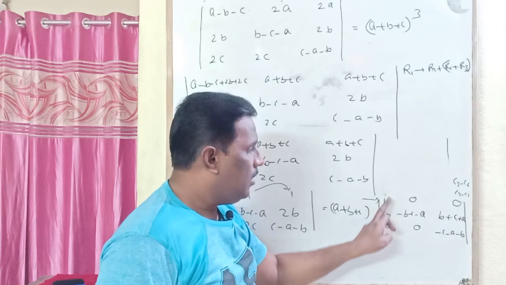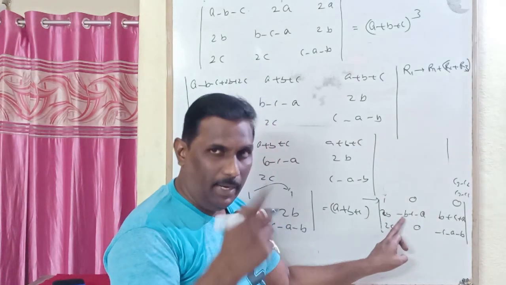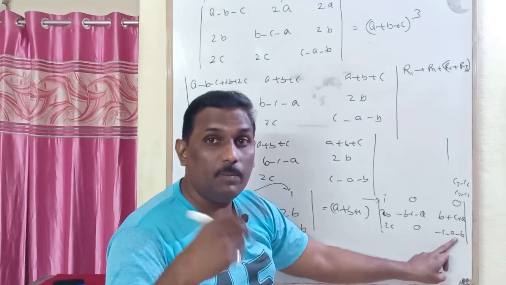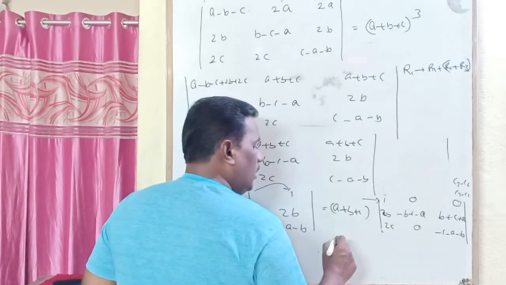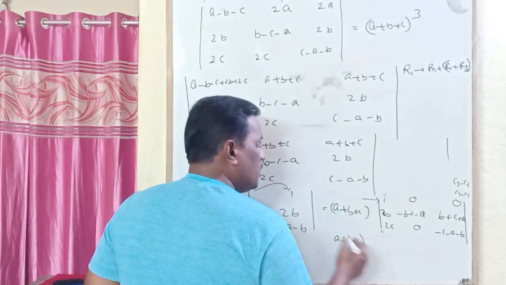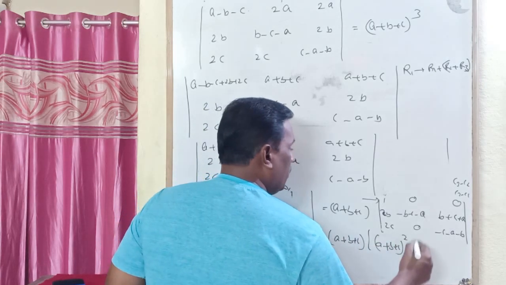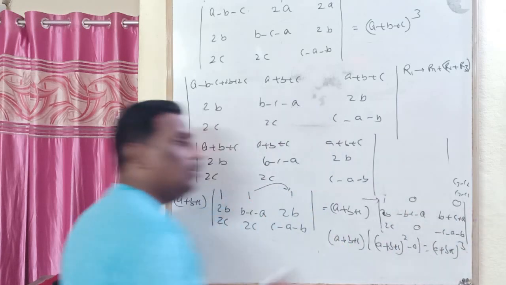So what happens to this? 1 into this multiplication. If I take minus common, A plus B plus C, A plus B plus C, A plus B plus C whole square. 0 into this will be no more. So the result is going to be A plus B plus C into A plus B plus C whole square, minus 0. That gives A plus B plus C whole cube.